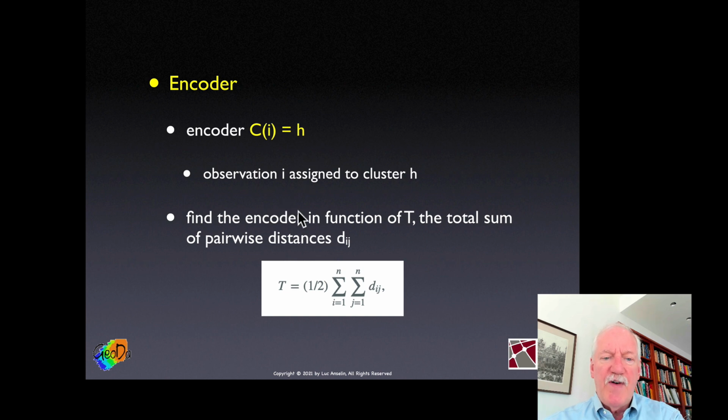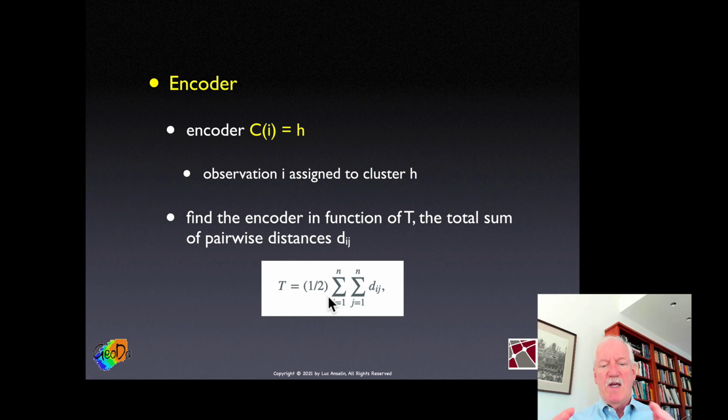And we want to find an encoder, which is essentially a way to assign observations to clusters, in function of this T notion, which is the sum of all the pairwise distances between observations. So we have n observations, so we have n squared pairwise distances. The distances to yourself are 0, so we don't have to worry about those. But distances are symmetric, so we divide by 2, or we don't. It doesn't really matter. If we don't divide by 2, we count everything twice.